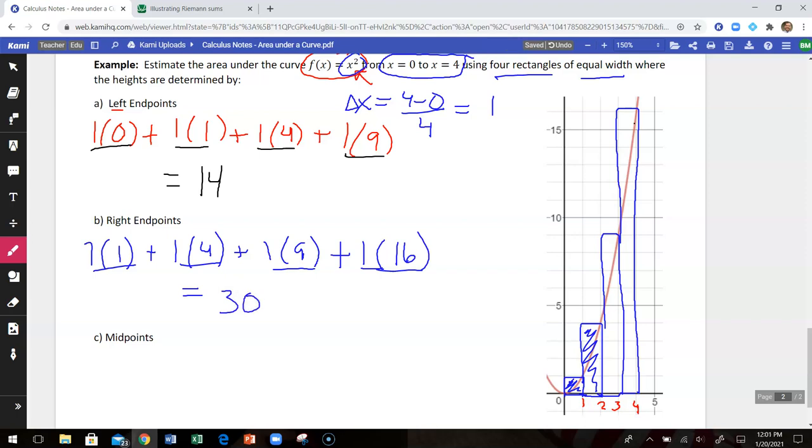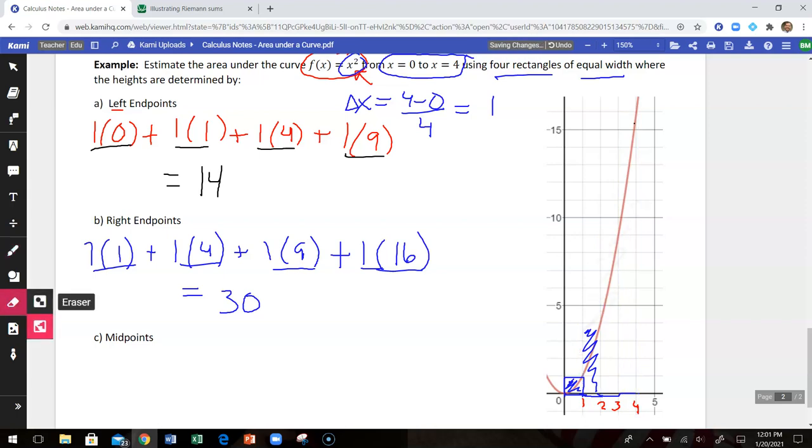Okay, so we said before that left and right hand endpoints are typically going to give us overestimates and underestimates. Now, if the function is a decreasing function instead of an increasing function, then those would be flipped. The left endpoint would give you an overestimate, and the right endpoint would give you an underestimate.